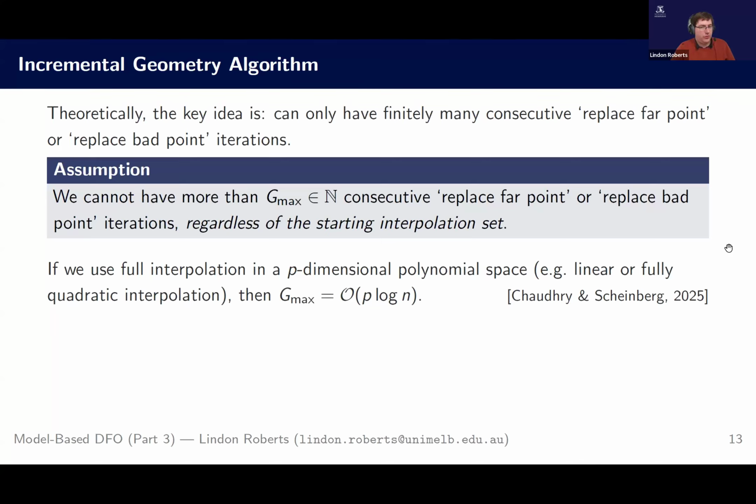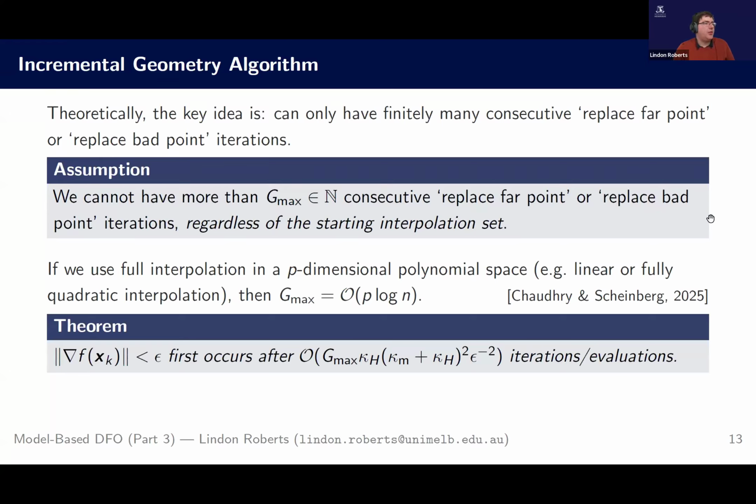I'm not aware of a universal upper bound for minimum Frobenius norm interpolation, but we do know that there's only going to be finitely many at any point. We just don't have a universal bound regardless of the interpolation set. However, let's suppose that assumption does hold. Then the new version of our convergence result says that we do drive the true gradient below epsilon.